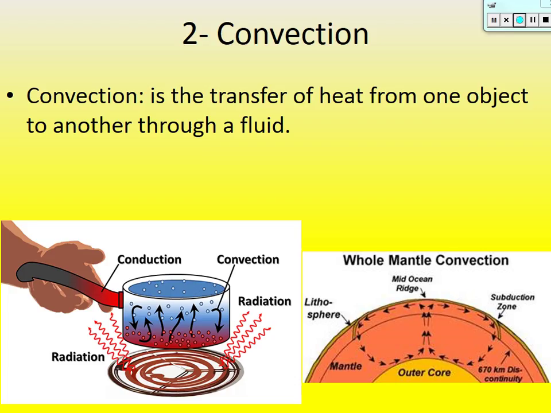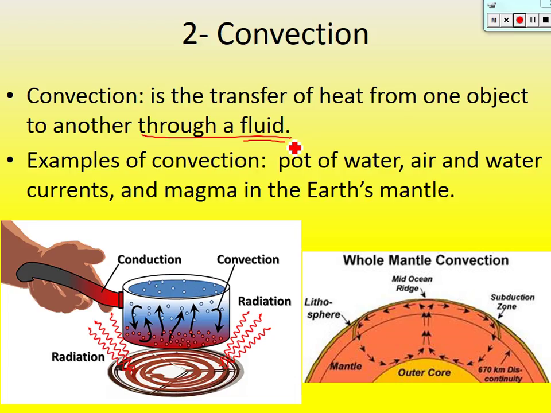Convection is the transfer of heat from one object to another through a fluid. Okay, and a lot of times when we think of fluid, we think it has to be a liquid. But actually air is a fluid. And so examples of convection are a pot of water. We see these convection currents. It gets hot because it's on the stove right here. So when the water gets hot, the water molecules expand, which makes it less dense, and causes these convection currents here. It comes back down, and when it's heated, it goes back up.